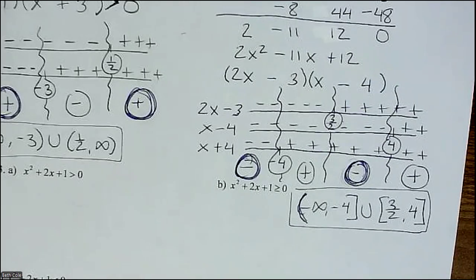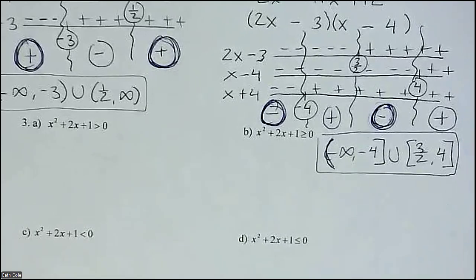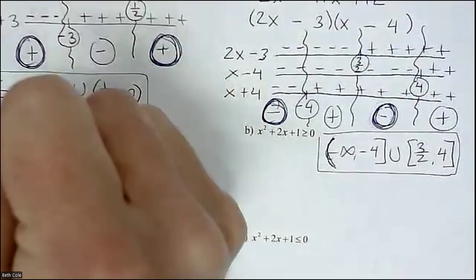I want you to look at what I did for number 3. We'll do that one and then I'll give you your brain break. I made it parts A, B, C, and D. What do you notice? It's the same problem, but I just changed the symbol. I just flipped it around. So we're only going to have to do the number line one time, which is kind of nice. First, let's go ahead and factor this.